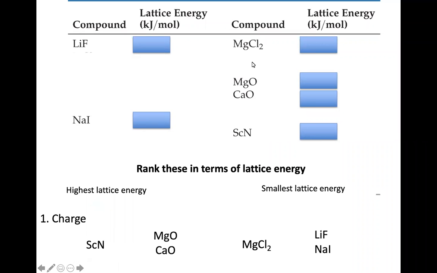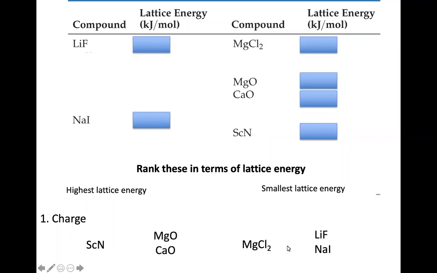So here's how I would go about that. I think the ones that are +1 and -1 were the lithium fluoride and the sodium iodide. Magnesium oxide, calcium oxide, those were +2 and -2. This one, scandium nitride. Scandium, that's not one that I've memorized on the periodic table, but I know that nitrogen is 3-, the nitride anion. So it must be +3 and -3. Those are the greatest charges.